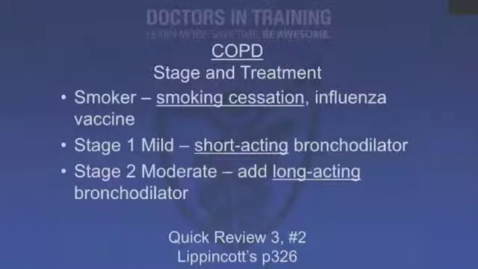Stage 2 COPD, which is moderate COPD. So again, everything above: smoking cessation, influenza shot, short-acting bronchodilator like albuterol to use as needed, but now you're also going to add in a long-acting bronchodilator. And long-acting bronchodilators for COPD come in two varieties, either the long-acting beta-2 agonist like salmeterol, or you can use an anticholinergic like tiotropium.